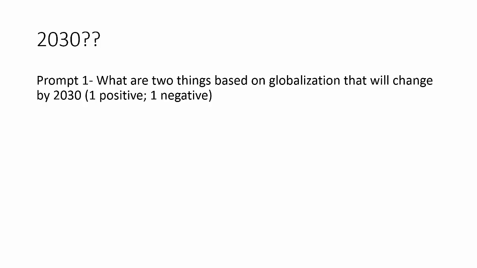So we're going to take a quick time out. You'll read this prompt, which is, what are 2 things based on globalization that will change by 2030? So going out, looking at some things on the internet, I'd like you to find 1 positive and 1 negative, and put that in a paragraph form on your Word document that you've created for this week. So what are 2 things based on globalization that will change by 2030? And obviously this is in reference to health or healthcare systems. So let's take a quick break.